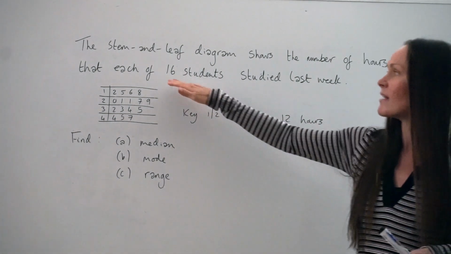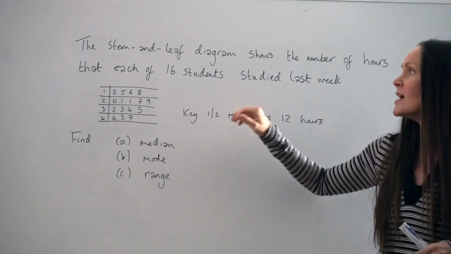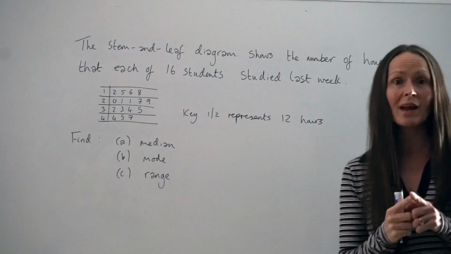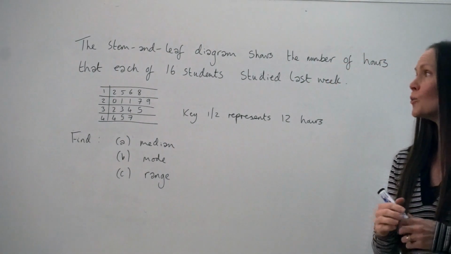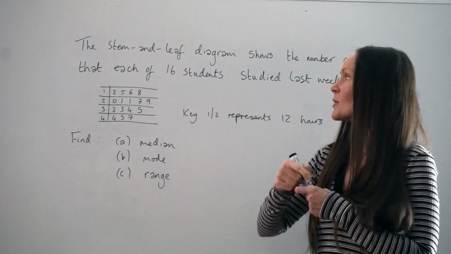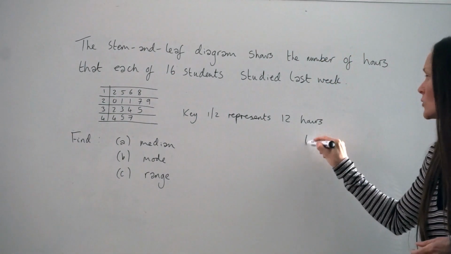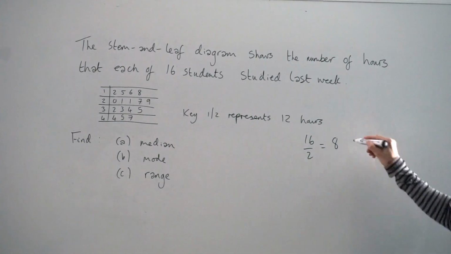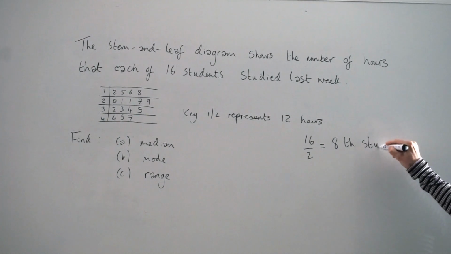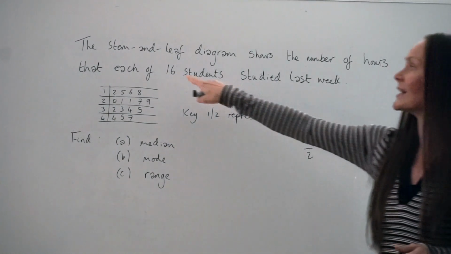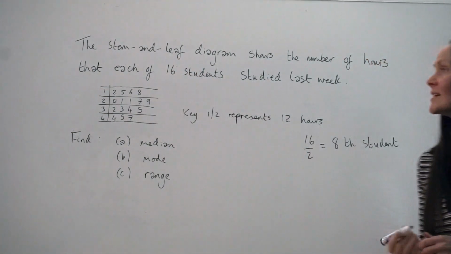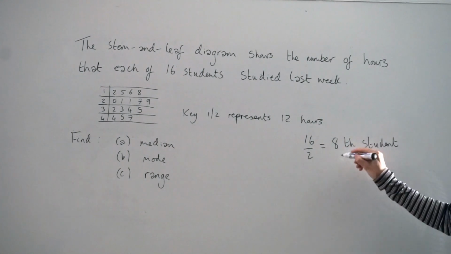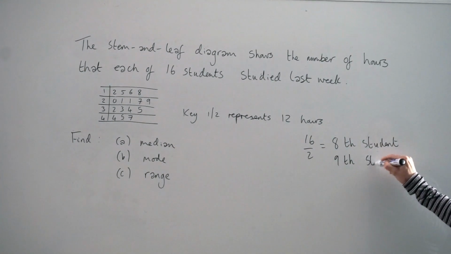In this question, there are 16 students altogether. Now, 16 is an even number, which means there are 2 middle values in the data. So to work out what these middle values are, I'm going to take the number 16 and divide by 2. 16 divided by 2 is 8. So one of the middle values is the 8th student. And remember, whenever this is an even number, there are 2 middle values. So the 8th student is one of the middle values and the 9th student is the second.